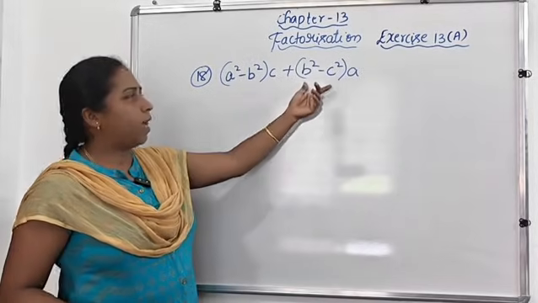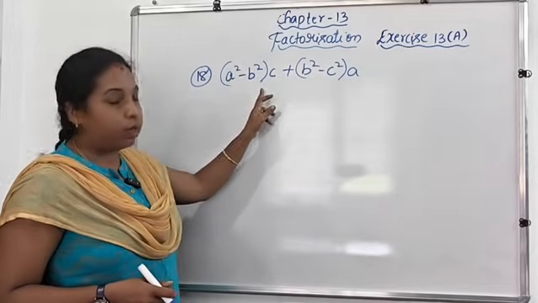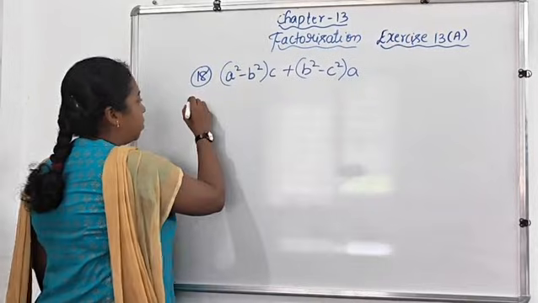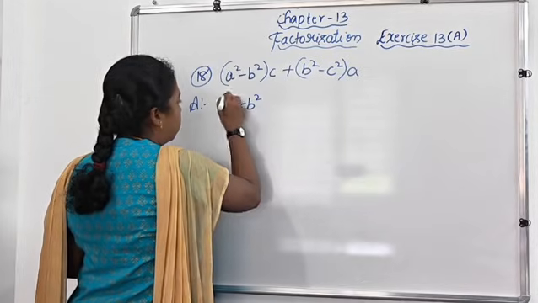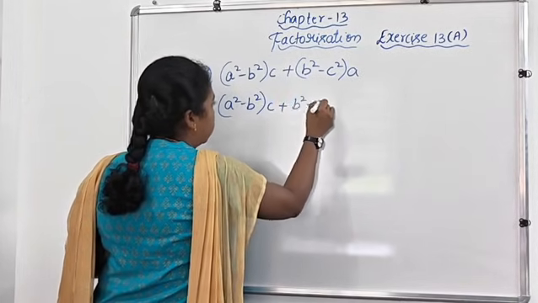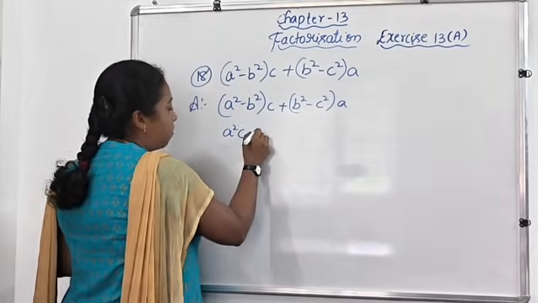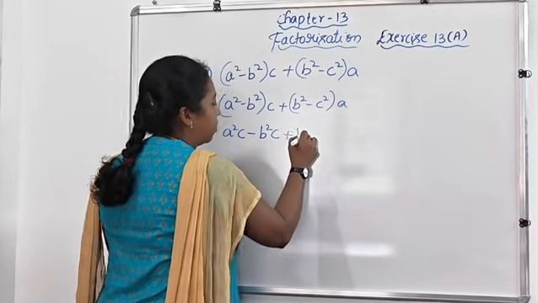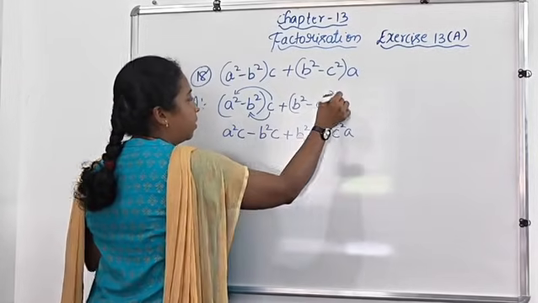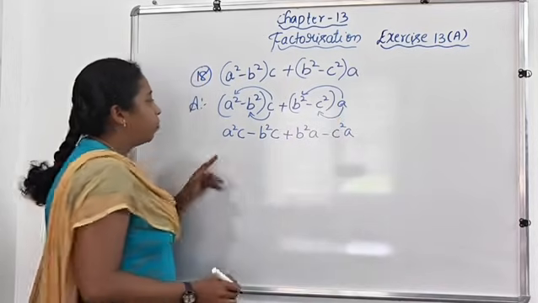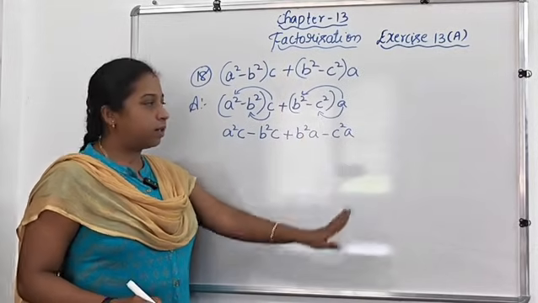So here in this bracket, we are not finding any common, right? So what we have to do, we'll multiply from the outside variables. So let's come to the question. First write the question: (a square minus b square) into c plus (b square minus c square) into a, right? So multiply: a square c minus b square c plus b square a minus c square a. We have multiplied, right?